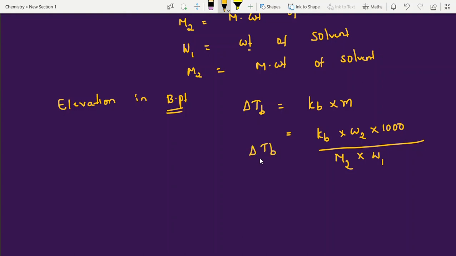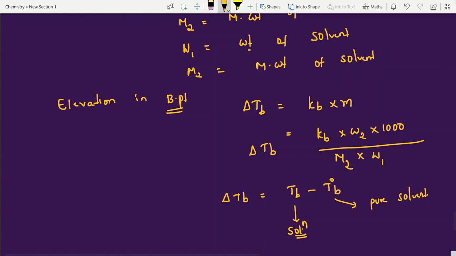Sometimes delta TB calculation also they will ask. You can write that one. Delta TB equal to TB minus T0B. TB is nothing but the solution. Solution boiling point is always raised, no? And this is the pure solvent. That's it. Clear? Now in a similar way, depression in freezing point also.